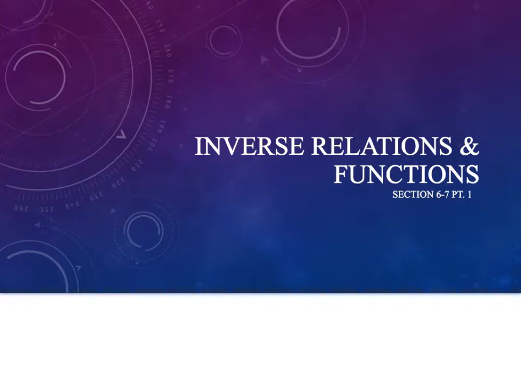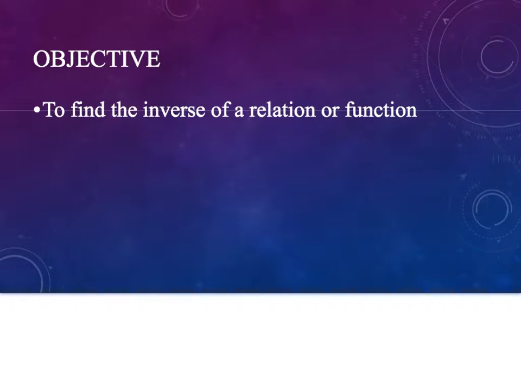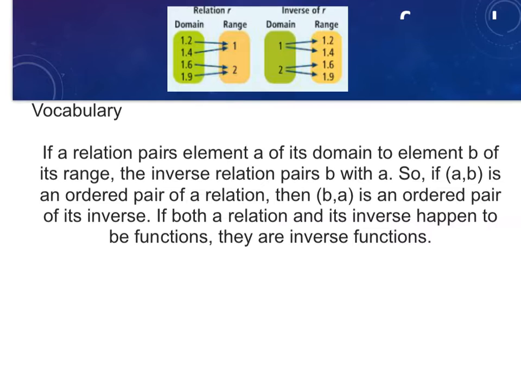Hey class, in today's lesson we're going to talk about inverse relations and functions, which is found in section 6-7, part 1 of your book. Our objective is to find the inverse of a relation or function. Our vocabulary states that if a relation pairs element A of its domain to element B of its range, the inverse relation pairs B with A. So if the ordered pair (A, B) is a relation, then the ordered pair (B, A) would be its inverse. If both a relation and its inverse happen to be functions, then they are inverse functions.